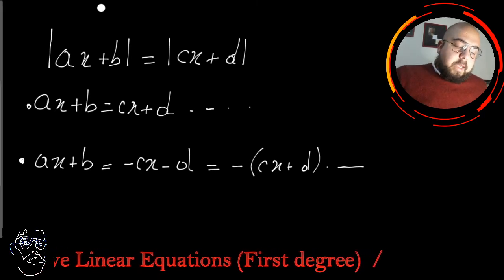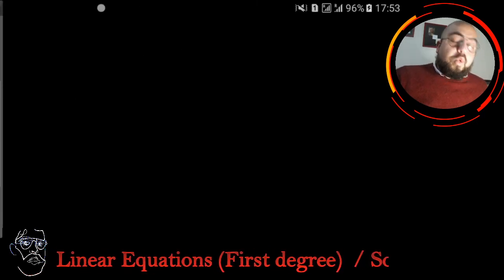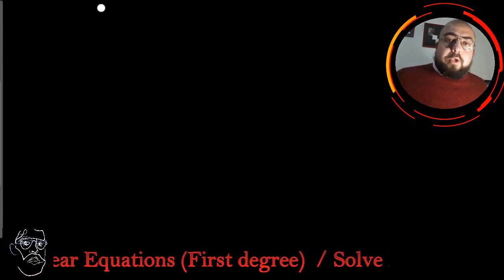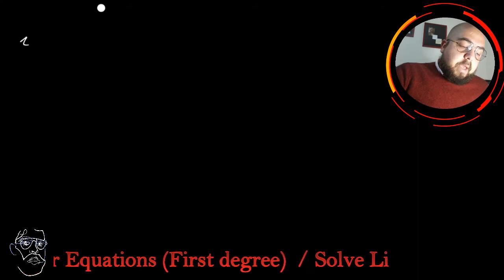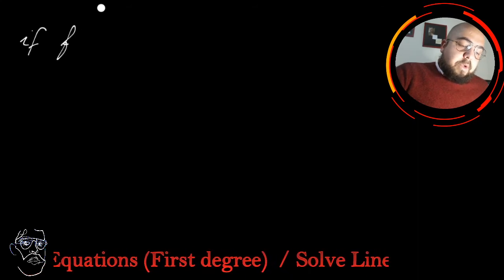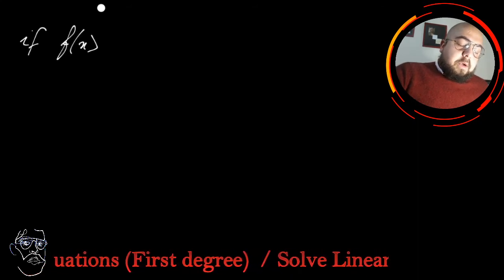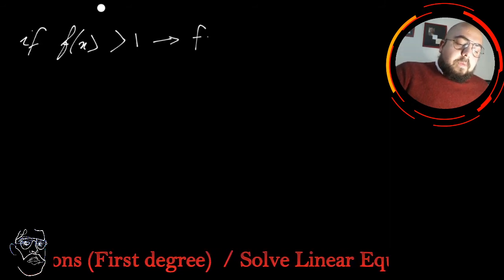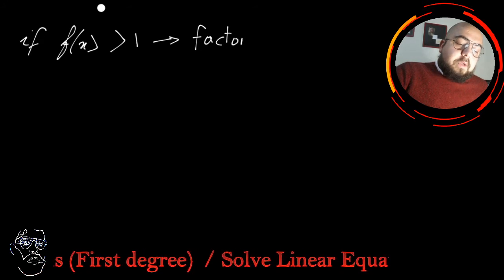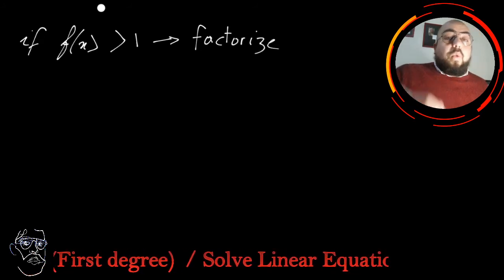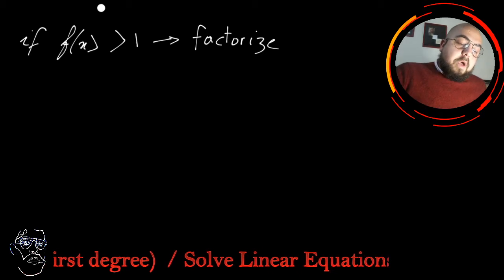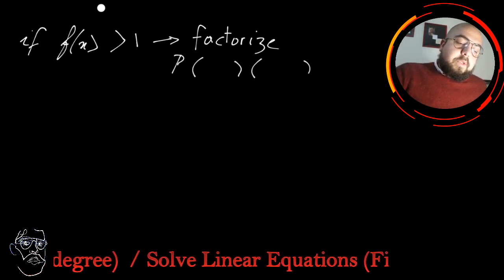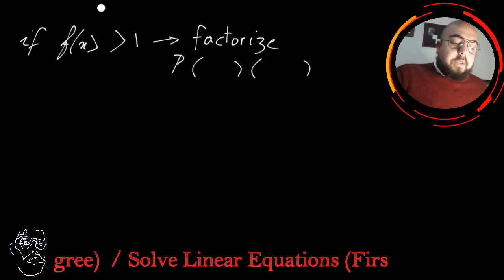Now, in case you had a polynomial which wasn't first degree, or it was second or third degree, in case you had a certain function or a polynomial which was higher than first degree, you should be factorizing. So you need to factorize. Once you factorize, you will have a product of first degree equations. Okay, all right.